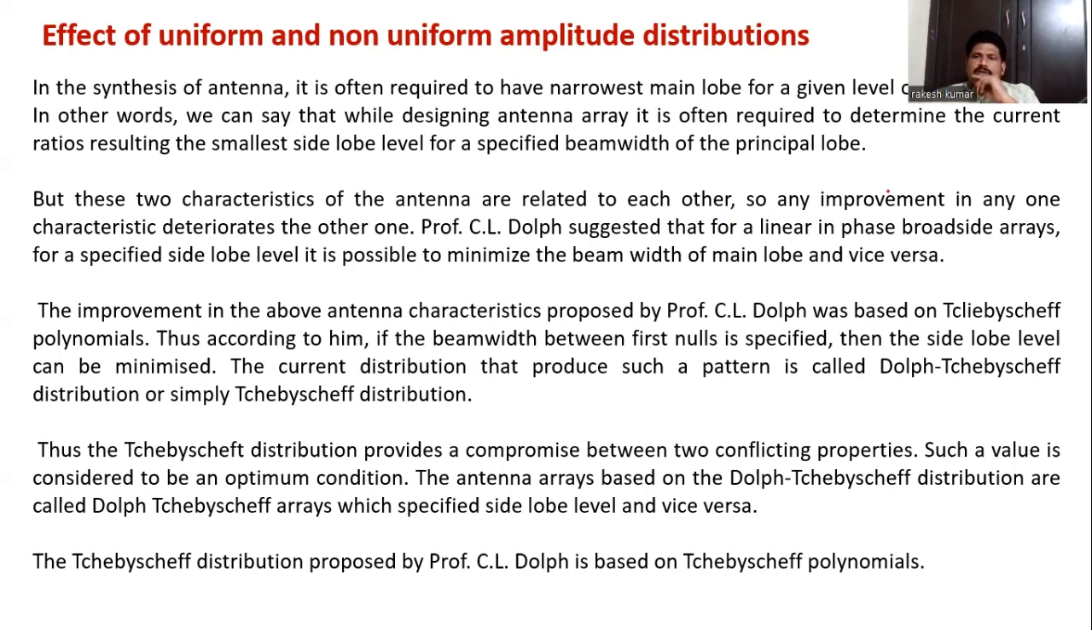So the improvement in characteristics is determined by this. C. L. Dolph is the professor who invented this Dolph-Chebyshev polynomial. According to him, the beam width between first nulls is specified. If we specify the beam width between first nulls, then the side lobe levels can be minimized. The current distribution to produce such a pattern is called Dolph-Chebyshev distribution. The antenna arrays based on Dolph-Chebyshev distribution are called Dolph-Chebyshev arrays.